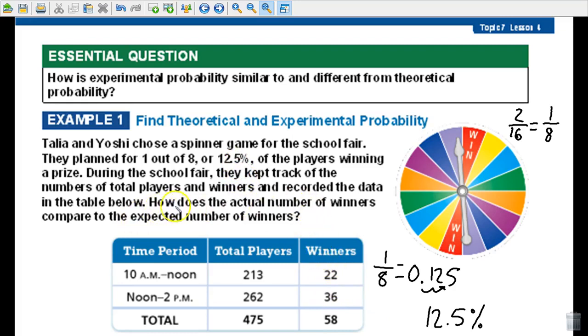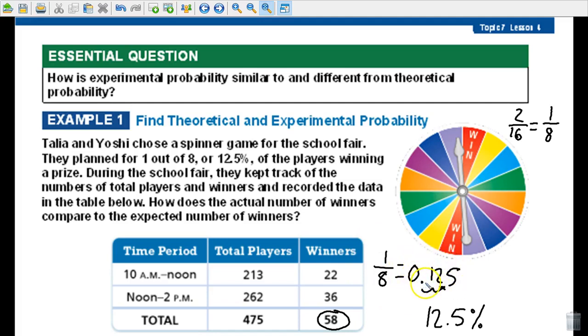So they say to compare the actual number of winners, which is right here. This is experimental data. They actually had real live people spin, and they got winners, and they have the total players and everything. So this is what we expect. This is the winning percentage as a decimal.